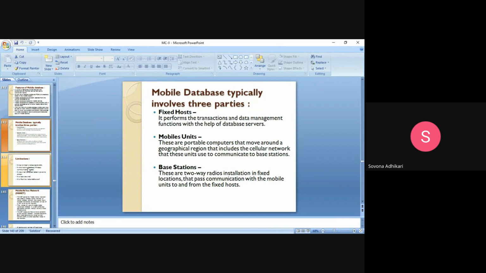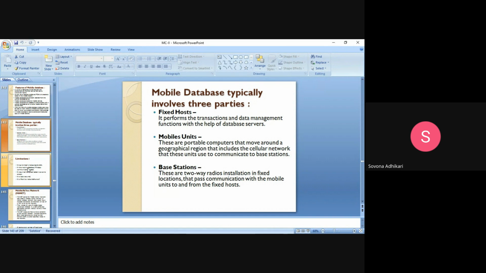Mobile units are portable computers that move around a geographical region that includes the cellular network, which this unit uses to communicate with the base station. These are devices that are moved around the geographical region.